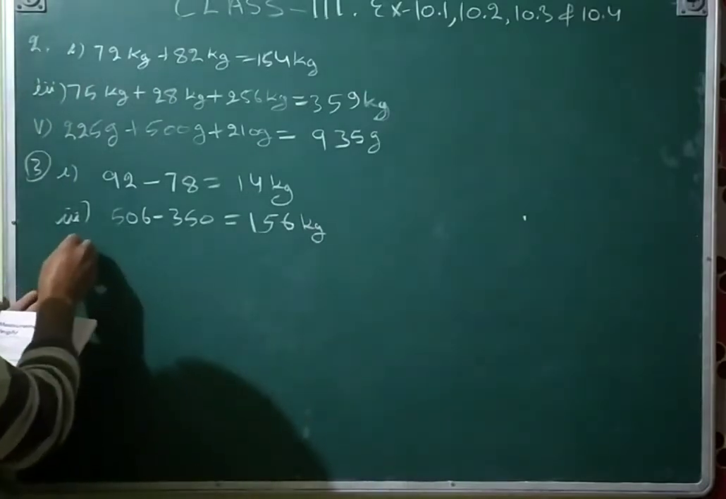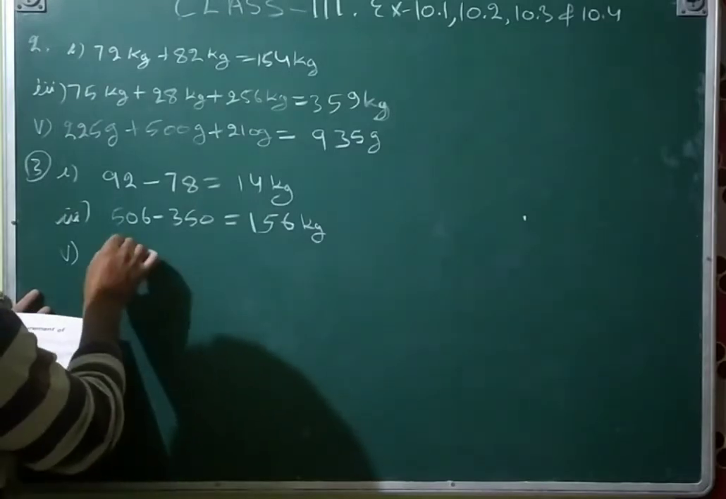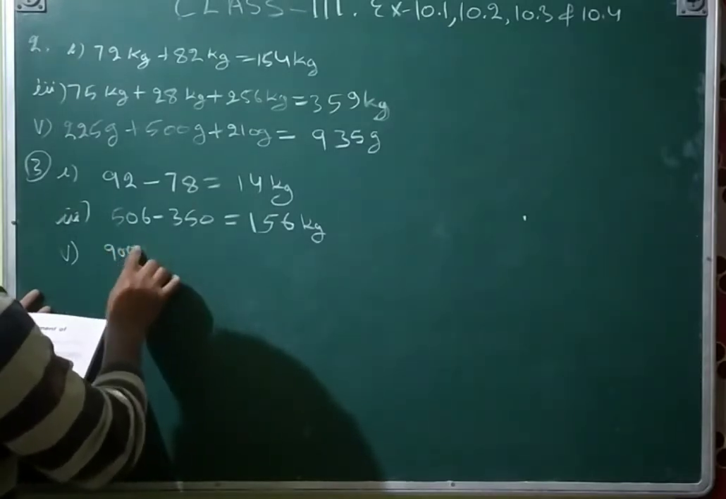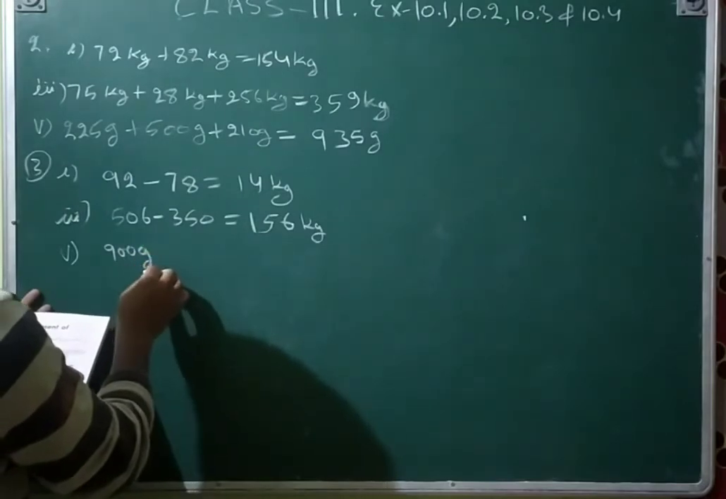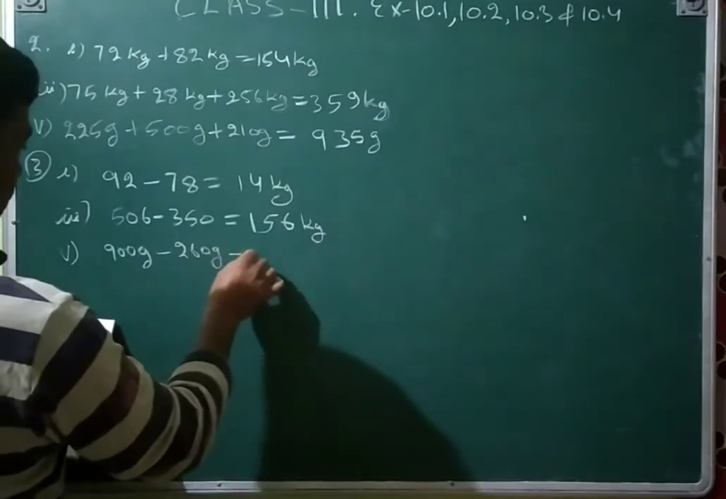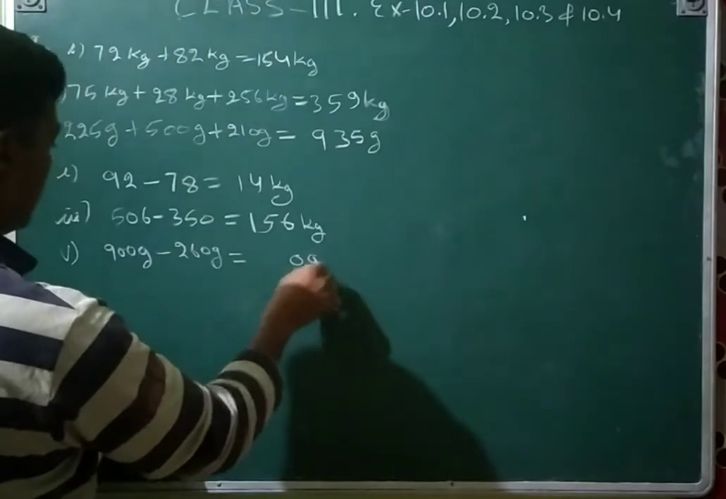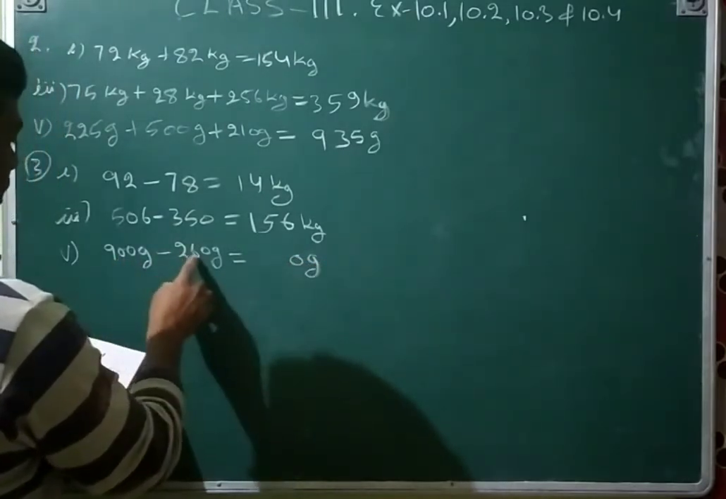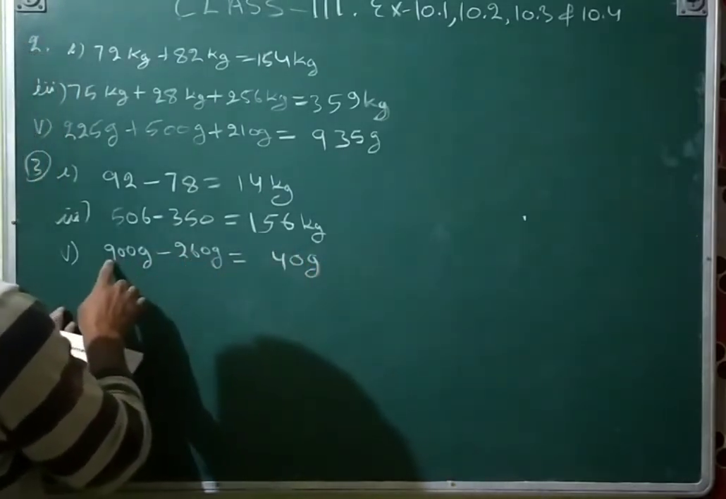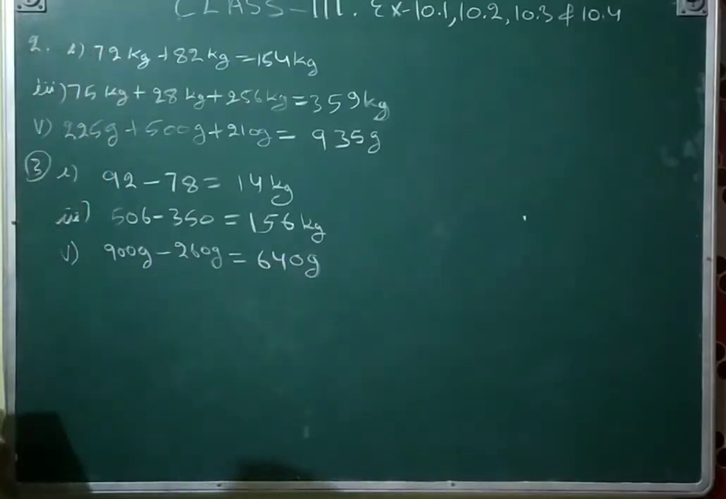And then the fifth part: 900 gram minus 260 gram is equal to, 0 less 0 is 0, and then 10 less 6 is 4, and then 8 less 2 is 6, so 640 gram. And then the sixth part you do by yourself.